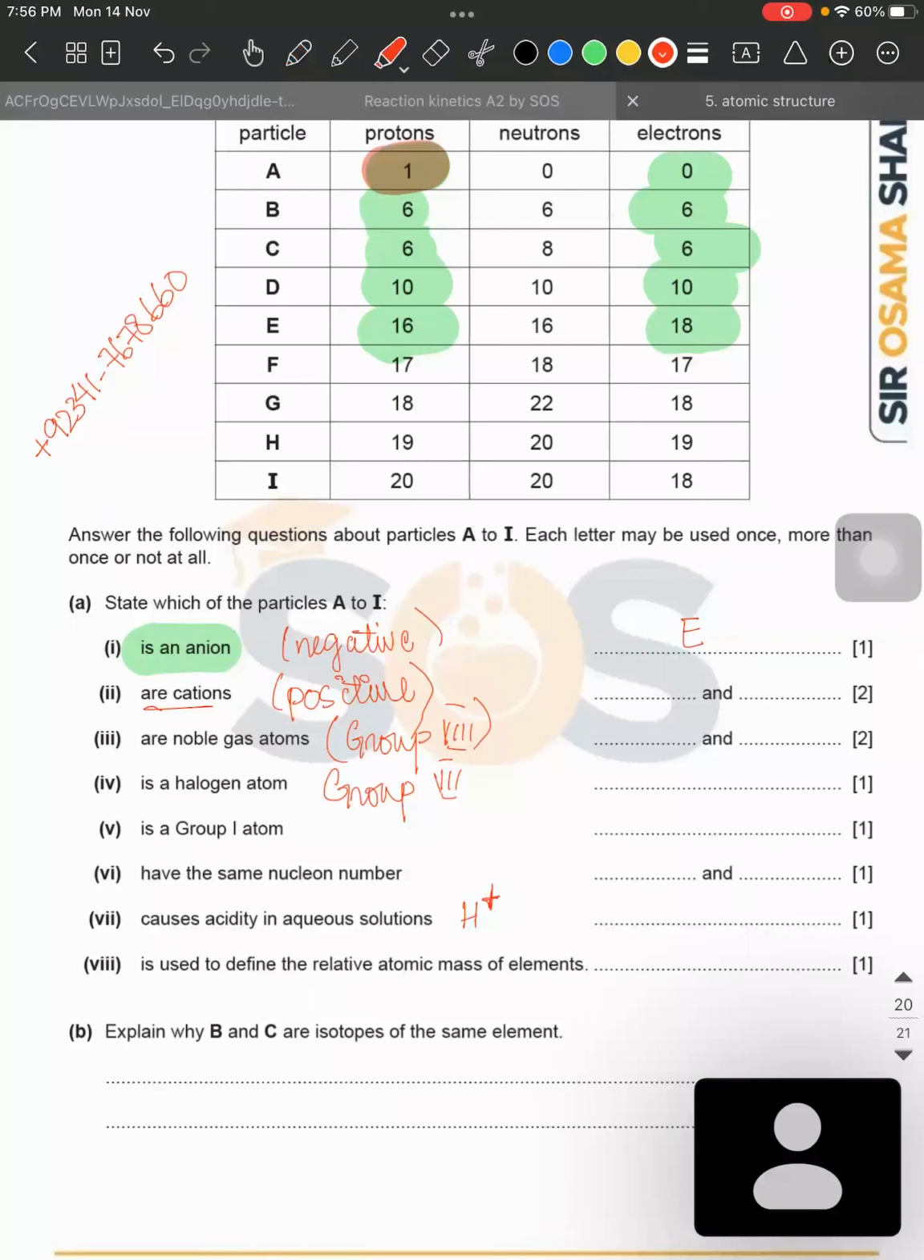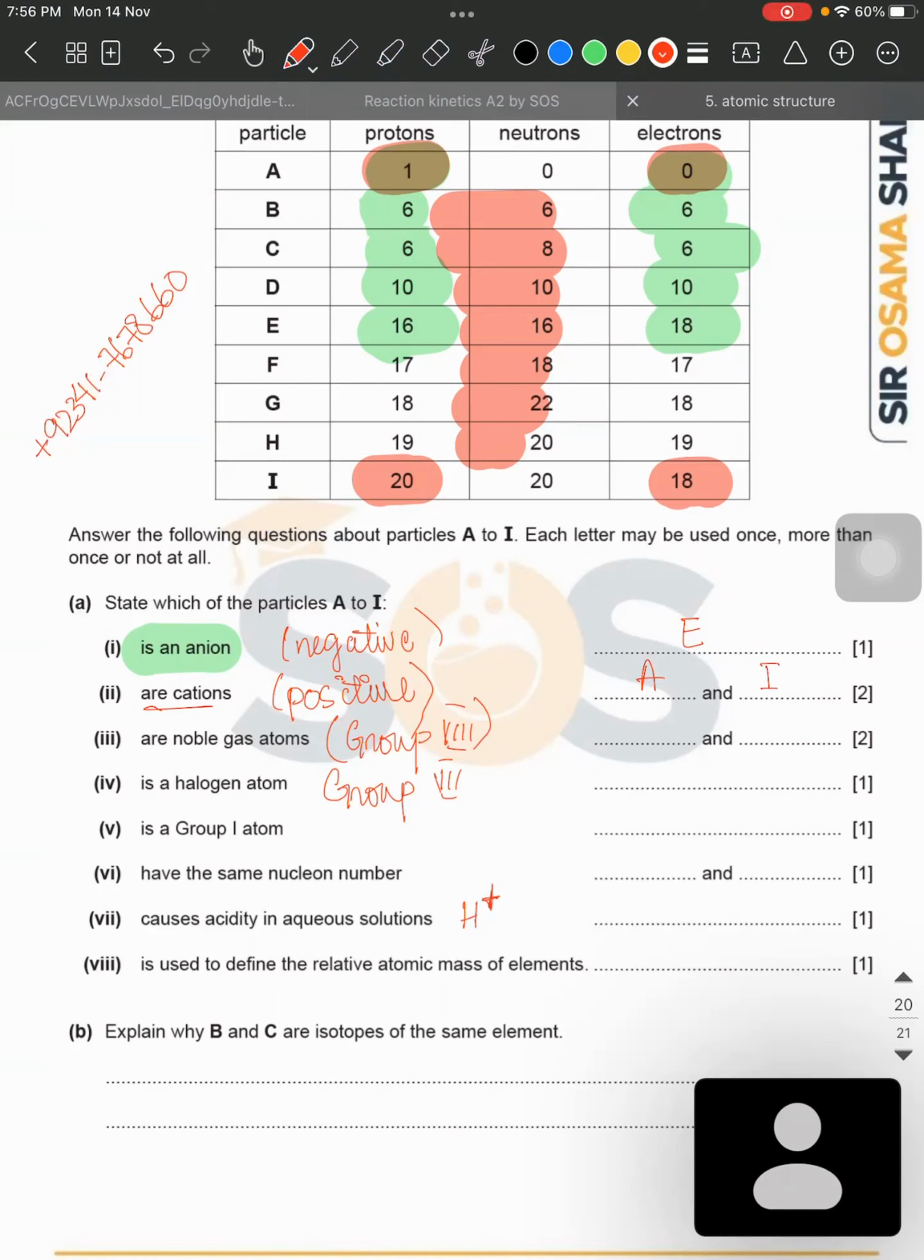Just look over here. We have 1 proton and 0 electrons. So over here we have more protons, right? And these are equal, lesser, equal, and over here we have greater protons, right? So you can simply say that K, A, and I will be the right answer for cations.